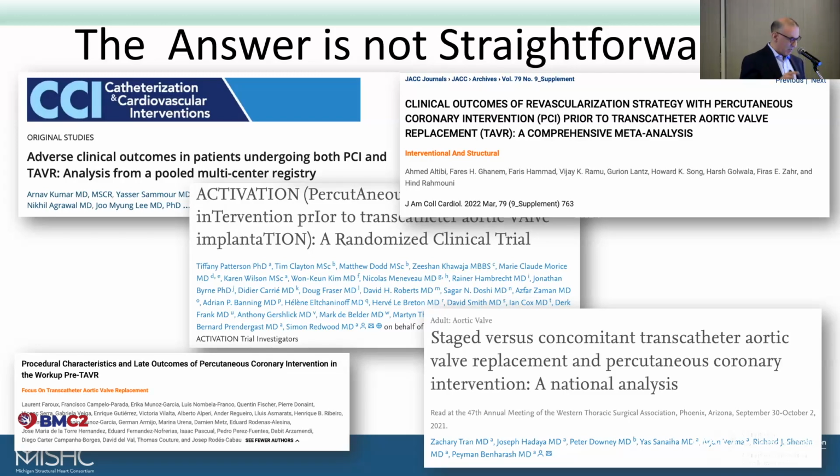Otherwise, and then even more humbling for me is, you remember my argument that if you do it at the same time, you have higher risk of nephropathy and radiation. The ones who actually got concomitant PCI at the time of TAVR had lower contrast nephropathy. Or at least nephropathy. It obviously wasn't contrast because there was one contrast load, but maybe fixing the aortic valve disease gave you a better outcome as far as renal perfusion.